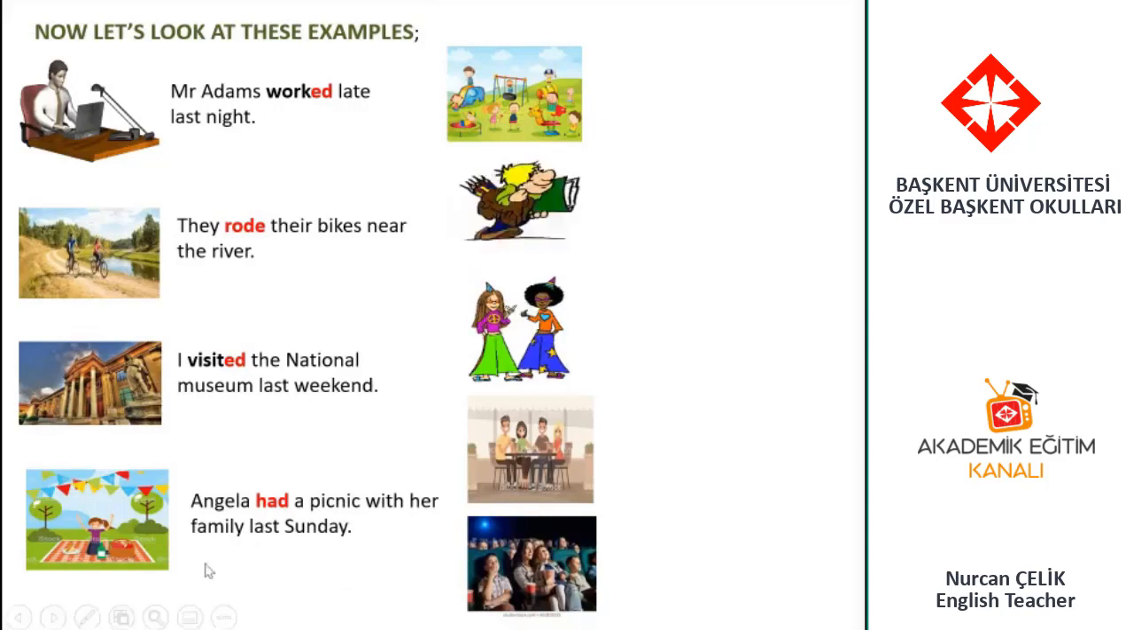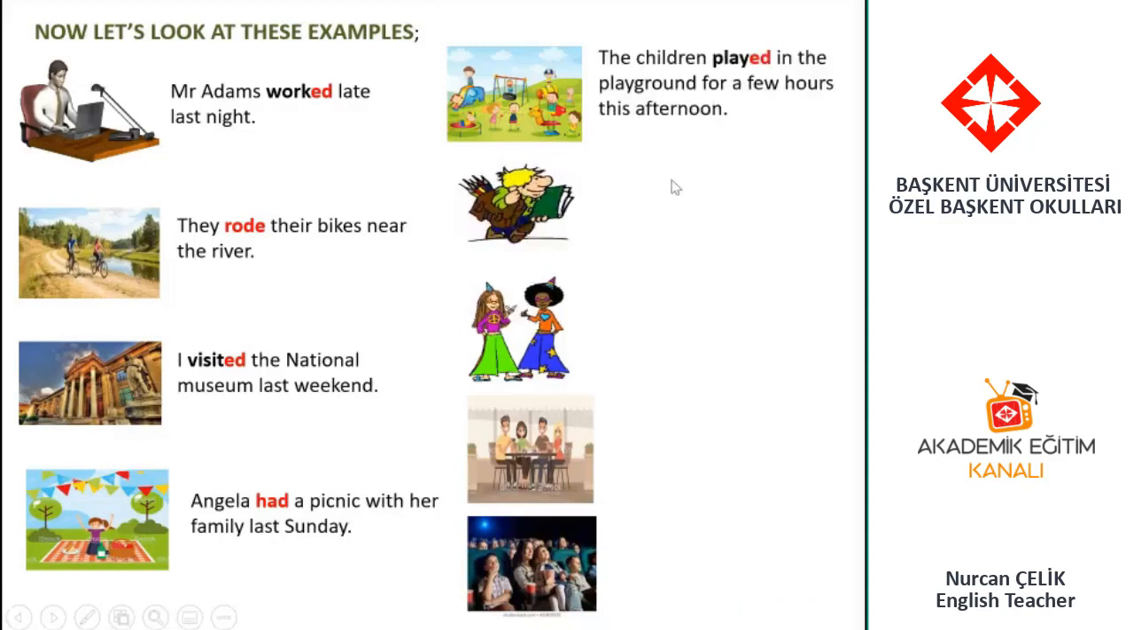Angela had a picnic with her family last Sunday. We're talking about Angela's last Sunday activity. It happened last Sunday. And now we're talking about Angela's picnic. Angela had a picnic with her family last Sunday. The children played in the playground for a few hours this afternoon. Look, this afternoon passed. We're talking about it now, it's in the evening maybe, or a few hours later. And we're talking about the children's activity in the past. They played, finished.